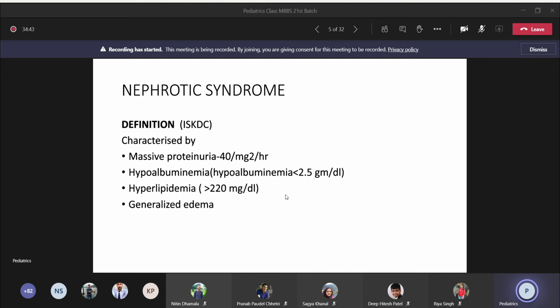Usually the level of cholesterol in the blood is 150 to 220 milligram per deciliter. But usually what happens if the patient suffers from nephrotic syndrome, it is more than 220 milligram per deciliter. Okay, now let us come to the next slide.